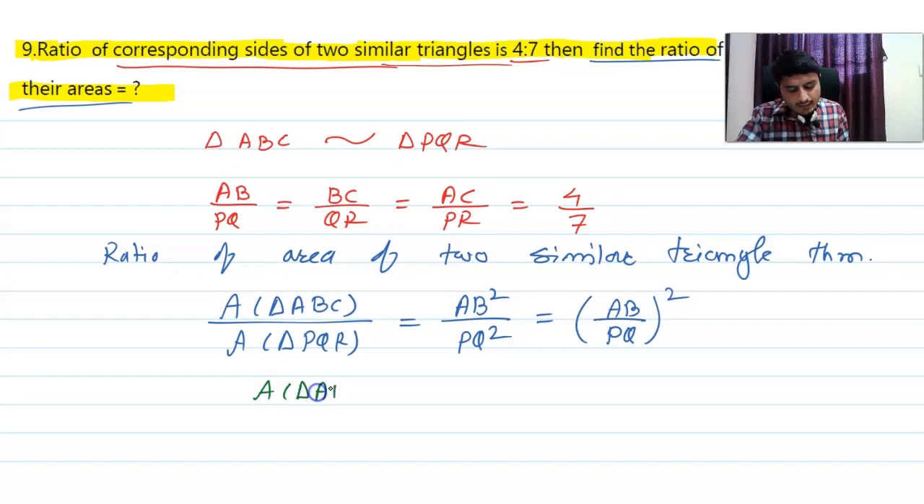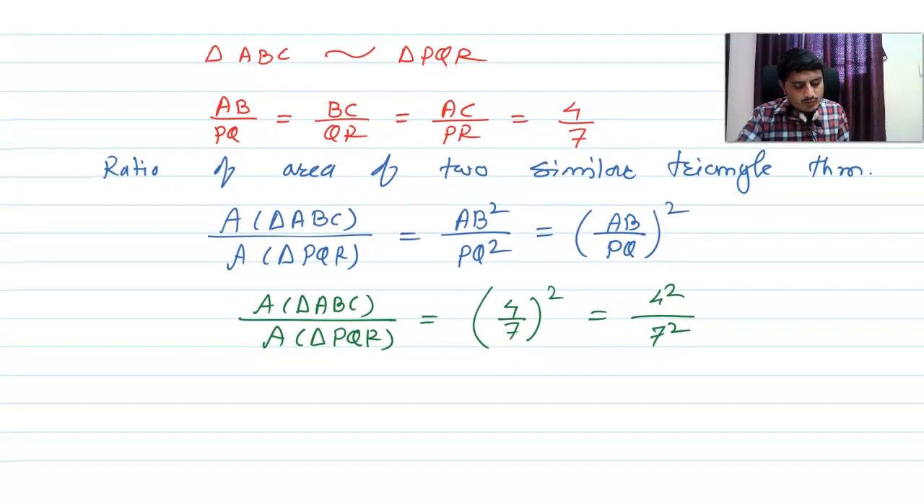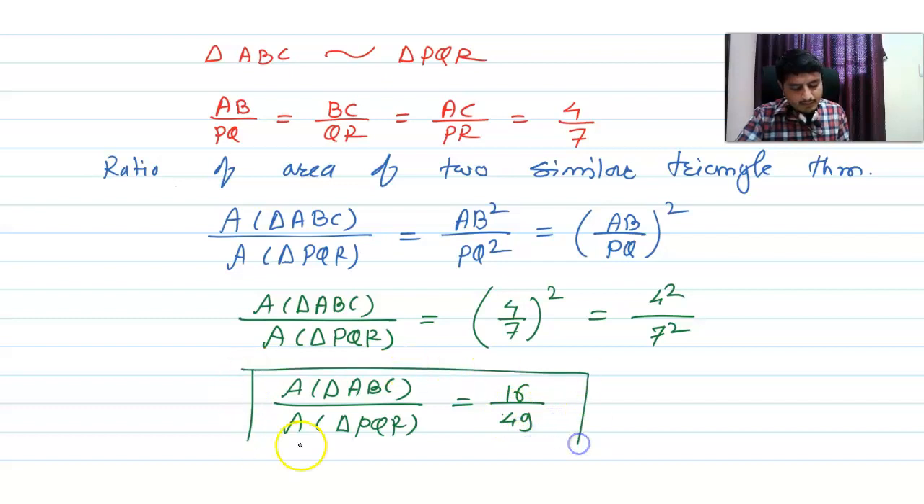So area of triangle ABC divided by area of triangle PQR is equal to, now AB divided by PQ is 4 by 7, so 4 by 7 the whole square. Separating the square of numerator and denominator, we get 4 square divided by 7 square. Now we know 4 square is 16 and 7 square is 49. So the ratio of areas of the two similar triangles, area of triangle ABC divided by area of triangle PQR, is equal to 16 divided by 49.